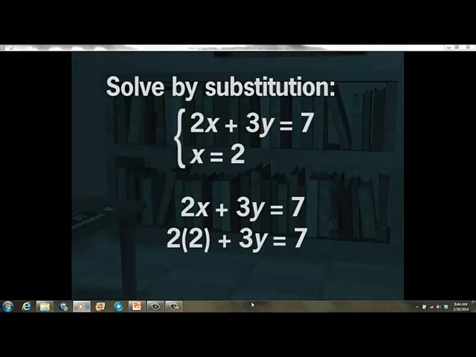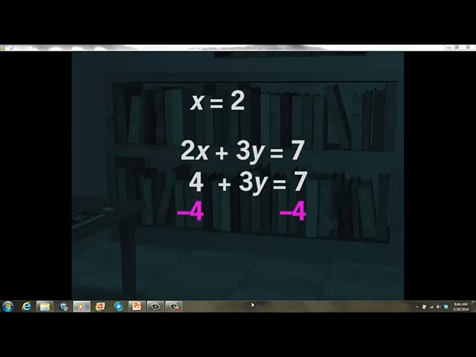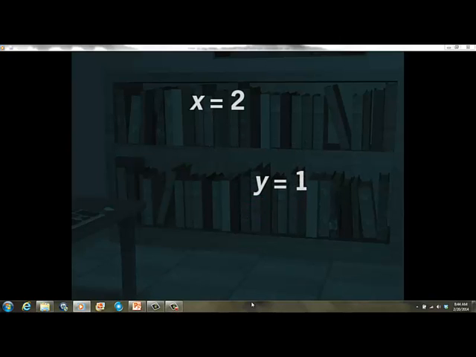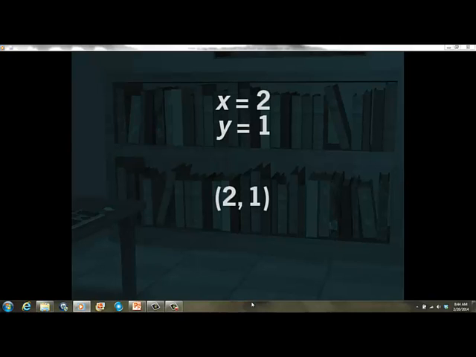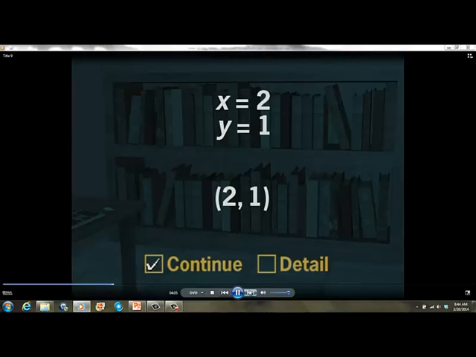I substituted 2 for x in the first equation. I subtracted 4 from both sides of the equation. Then I divided both sides of the equation by 3 and got y is equal to 1. The solution is the ordered pair (2, 1). Yes, it is. Let's check the solution just to be sure.